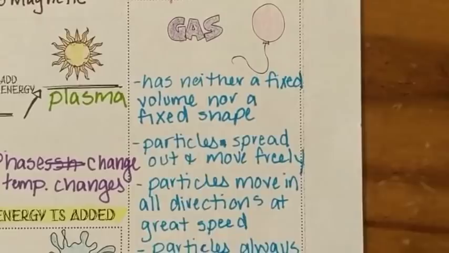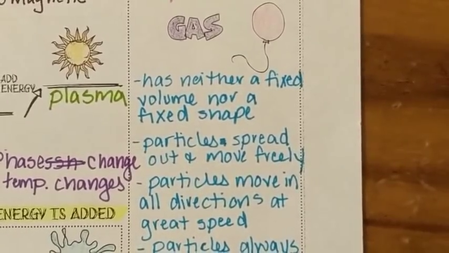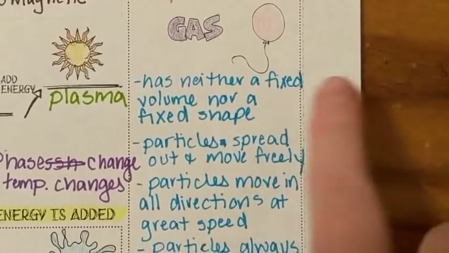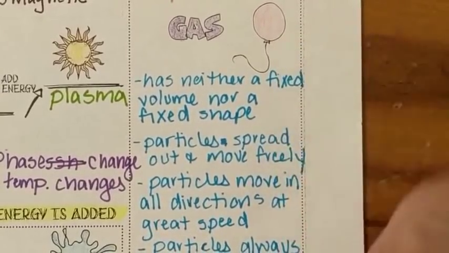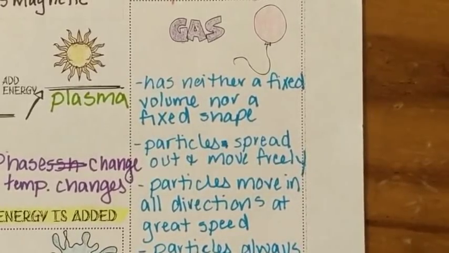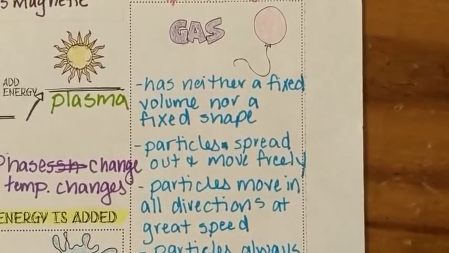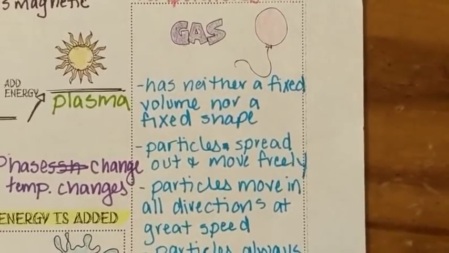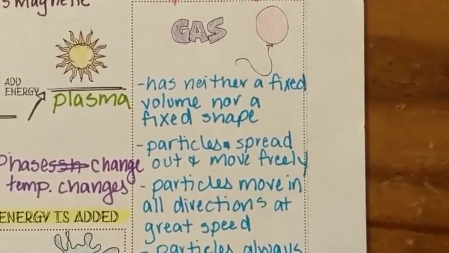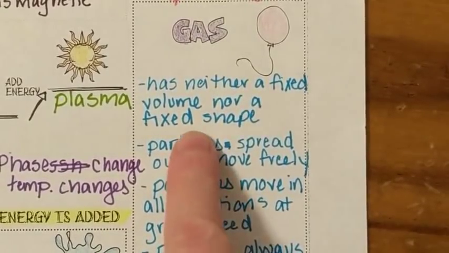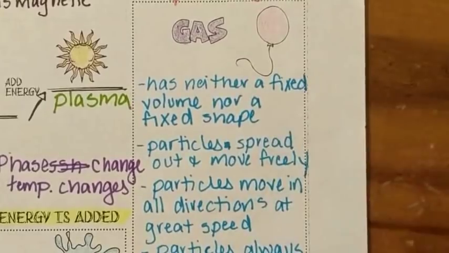Alright, so our next state we're looking at is a gas. Now a gas has neither a fixed volume nor a fixed shape, which is why gases work well in balloons and why we can make balloons in really any shape we want. I think at some point we've all tried to fill up a balloon and then taken our hands and tried to squeeze it. Because it doesn't have a fixed volume, that's what allows us to squeeze it. It doesn't have a fixed shape because that again enables us to squeeze it.